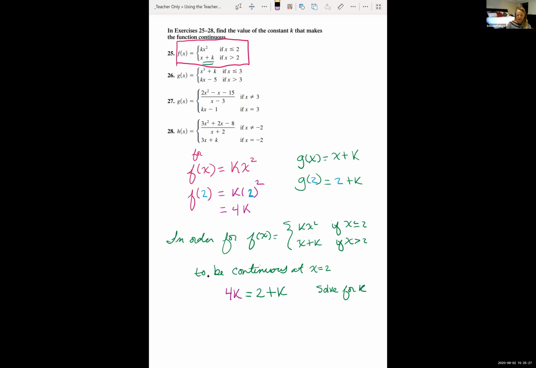Okay, so let's get k by itself. We can do that by subtracting k on both sides. So 4k minus k is 3k is equal to 2. And then divide both sides by 3, we get k is equal to 2/3.